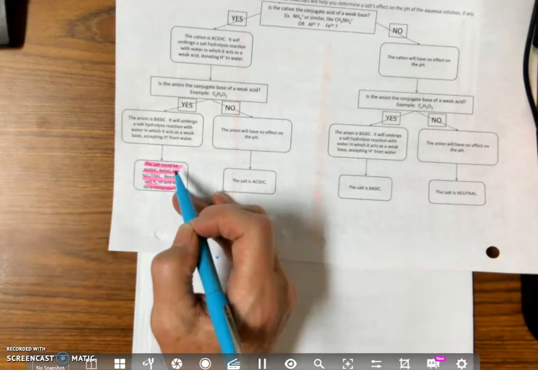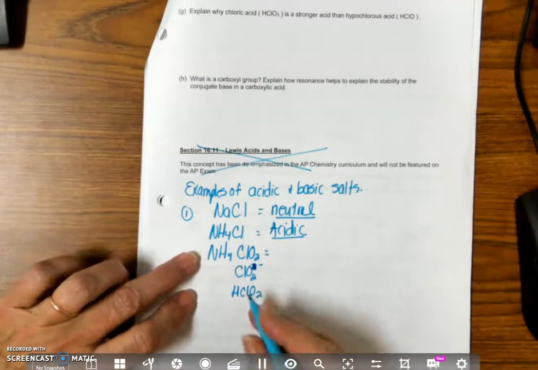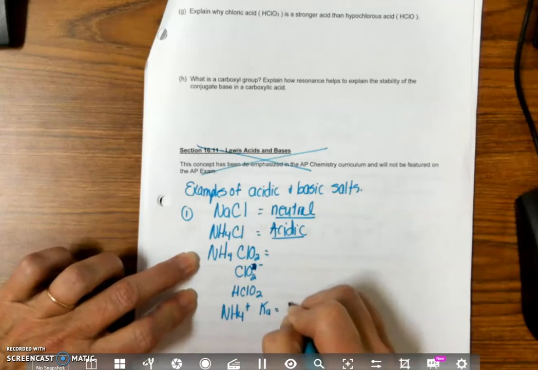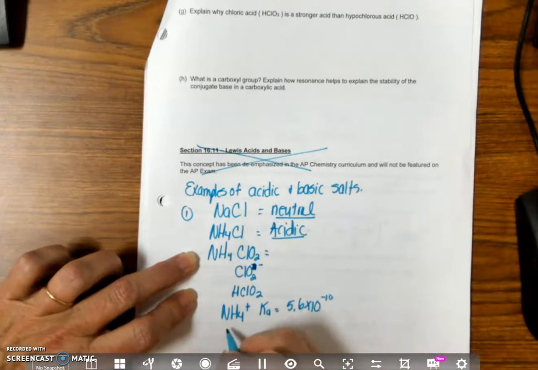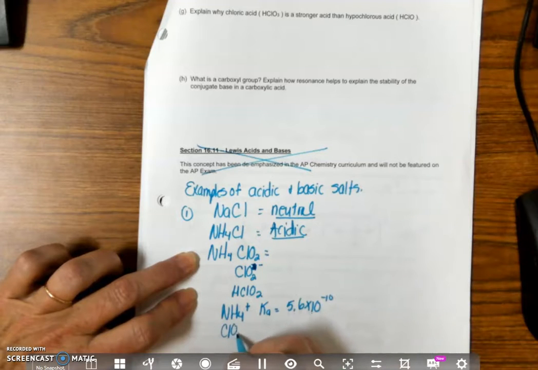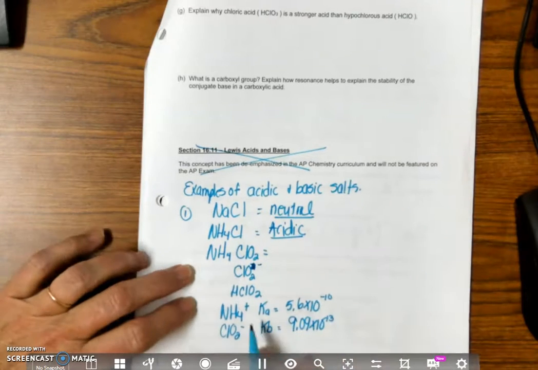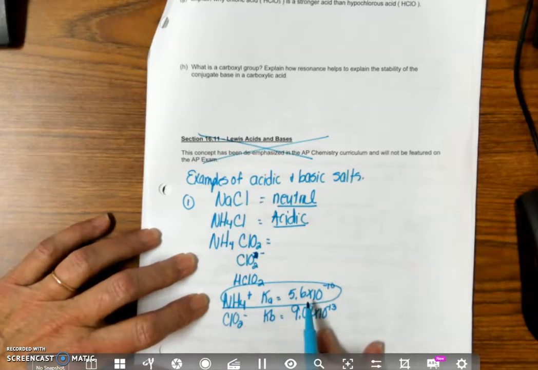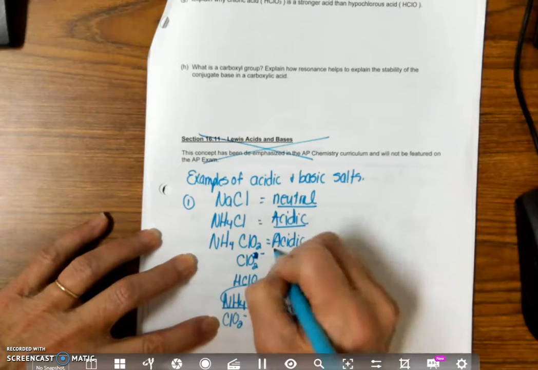How am I going to figure out what it's going to be? So basically what you have to do is find your Ka of this, and that's 5.6 times 10 to the minus 10, and the Kb of this, which is 9.09 times 10 to the minus 13. And you see which one wins out. This one wins out. This Ka is higher than this Kb. Therefore, this salt is acidic.